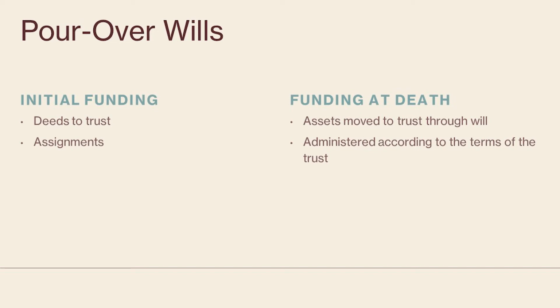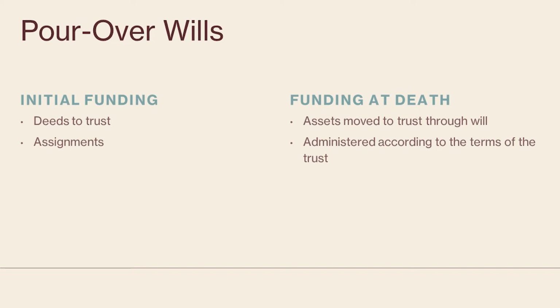The way to handle that is to do a pour-over will. So when you set up your trust, you put your assets into it, you deed your house, your property into it, you do a general assignment of your assets, and so most of your assets would go into the trust at the time that you set it up.